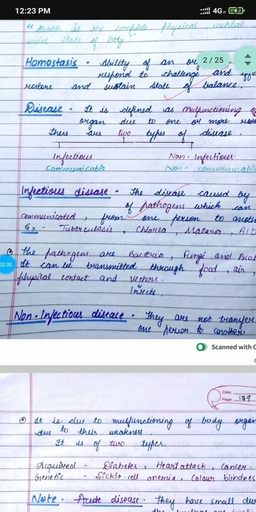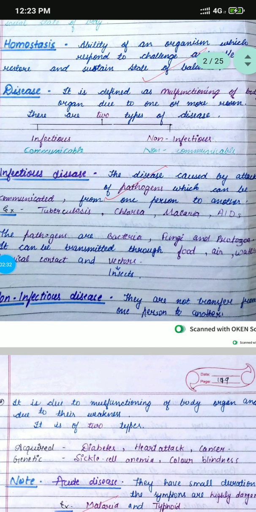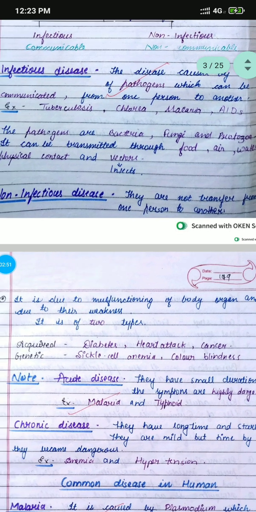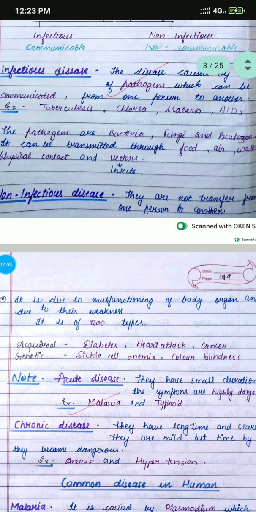If I go for non-infectious disease, it is not transferred from one person to another because it is non-communicable. It is due to the malfunctioning of a body organ due to some type of weakness, and it is of two types. Either it is acquired or it is genetic. If it is acquired, examples are diabetes, heart attack, and cancer. And if it is genetic, examples are sickle cell anemia and color blindness.